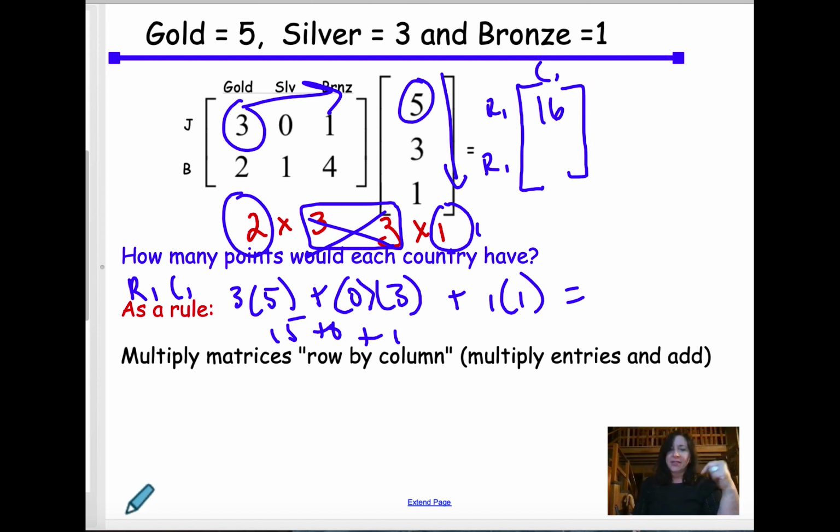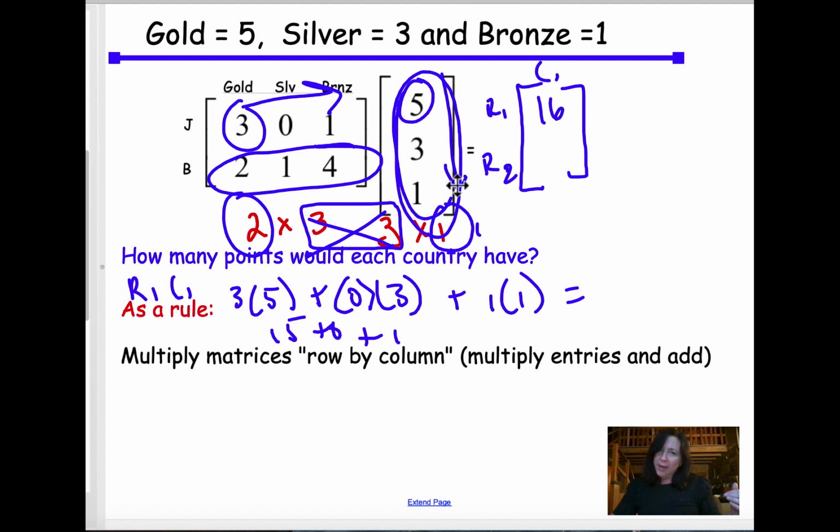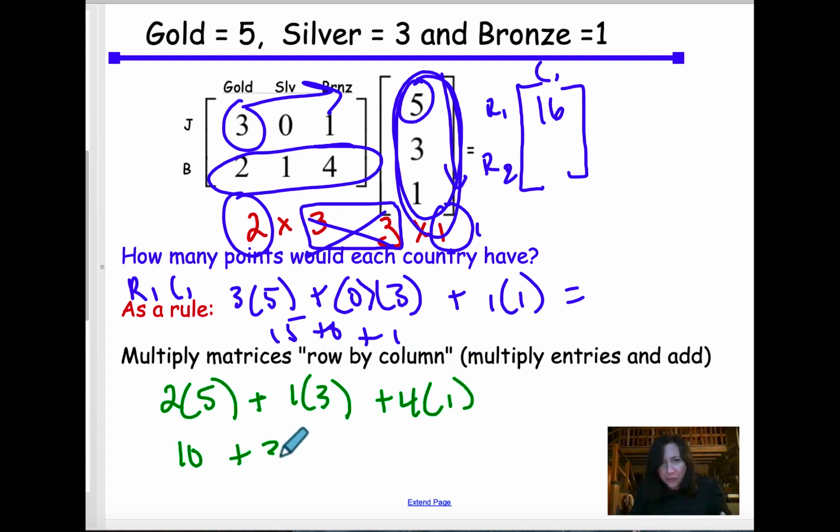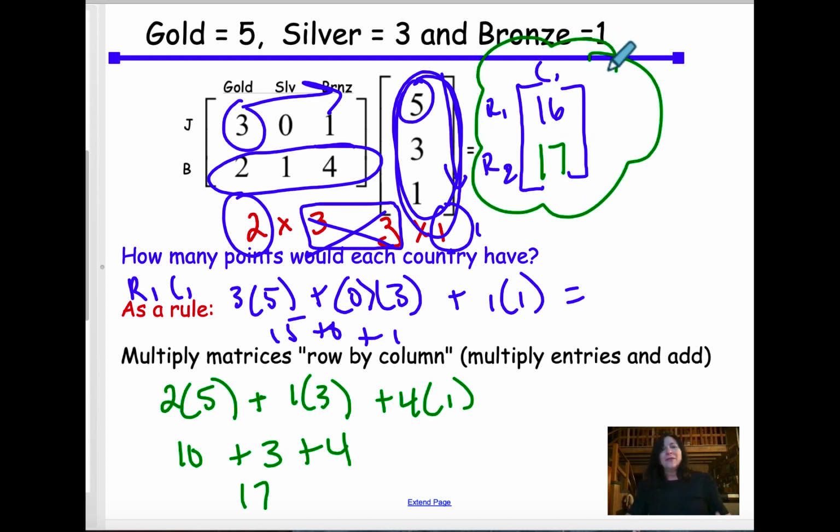Okay. So then for the next row, I've got row 2, column 1. So row 2 gets multiplied by column 1. So we're going to go 2 times 5. You're going to go across for the rows and down for the columns. So this will be 2 times 5 plus 1 times 3 plus 4 times 1. And that is going to be 10 plus 3 plus 4. So that's 10 plus 7, which is 17. So this is going to be 17. So we multiplied our matrices.